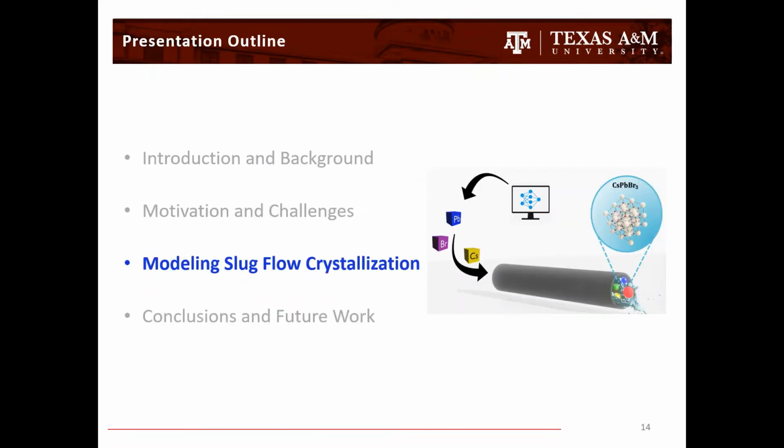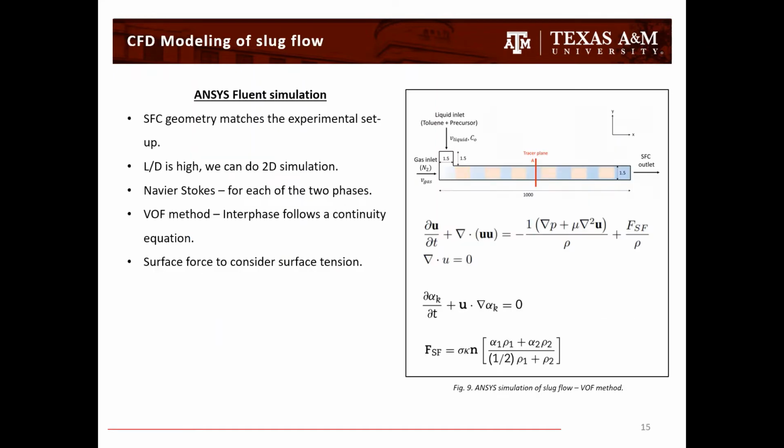That's why we are going to model slug flow crystallization to account for these effects. And the first thing we need to model is the slug formation. To do that, we did CFD modeling using ANSYS, and we used a volume of fluid method, which is very good to model two-phase flow. And the way the model works is you solve the Navier-Stokes equation for your air and for your liquid stream. You have a transport equation for your interface, and you can also consider the effect of surface tension because that can play a major role when you have organic solvents.